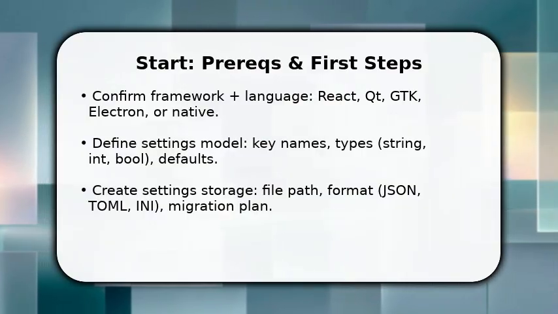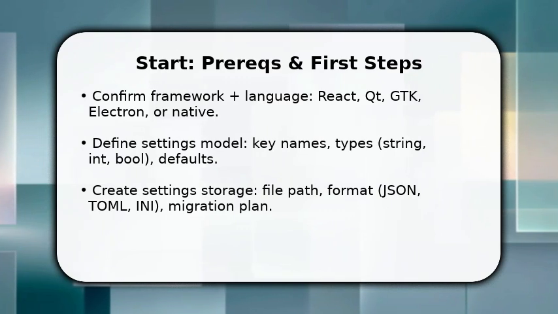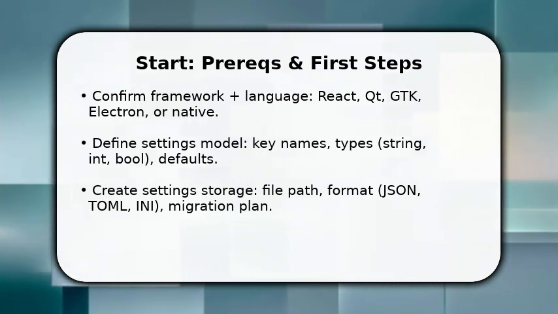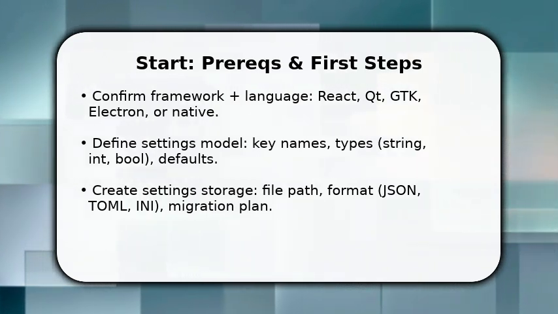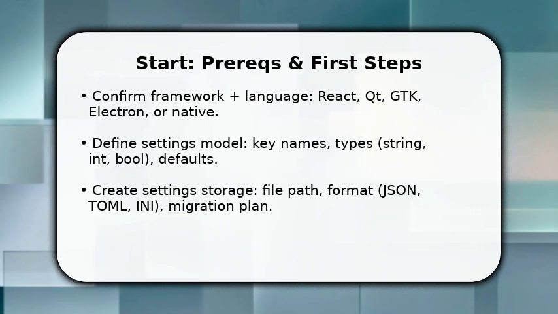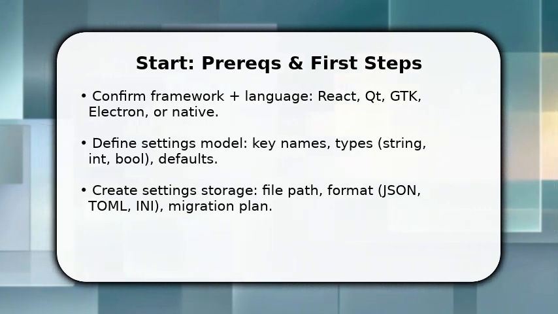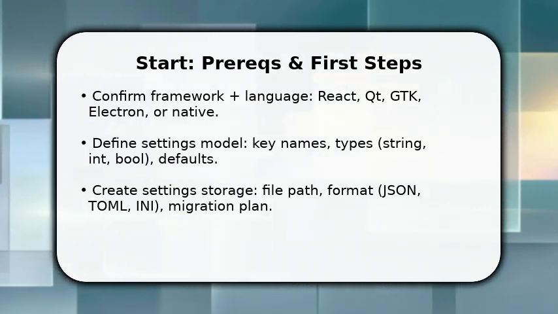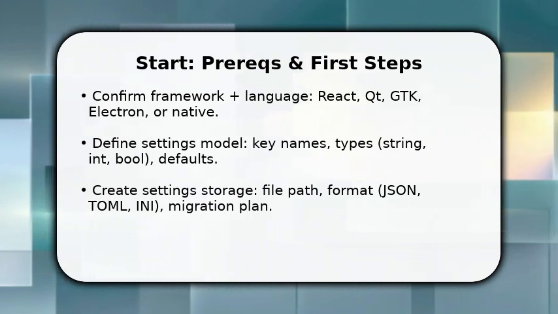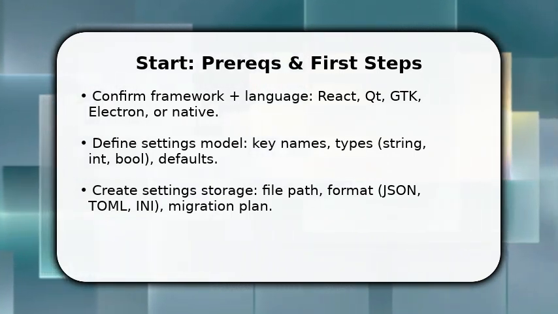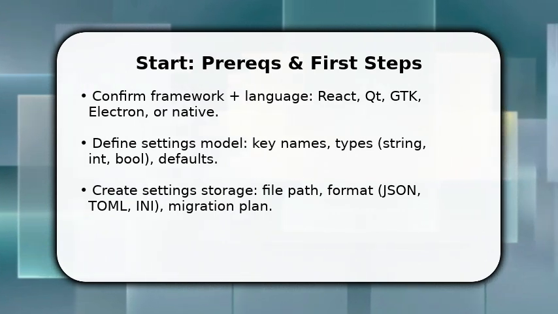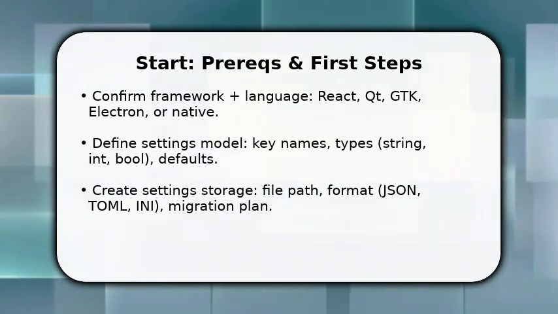You begin by locking the essentials, which UI toolkit and a storage format. Once chosen, define a concise settings model with types and defaults so validation is easy. Next, implement a storage adapter that reads and writes JSON or INI at a single canonical path. Make sure to include versioning metadata. Finally, scaffold a settings controller that exposes get/set APIs, emits change events, and will feed the GUI.